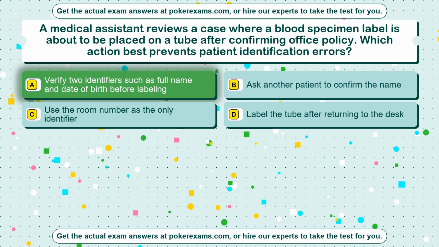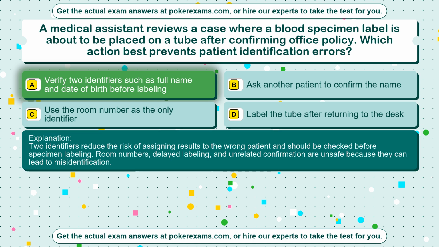The correct answer is option A, verify two identifiers such as full name and date of birth before labeling. Two identifiers reduce the risk of assigning results to the wrong patient and should be checked before specimen labeling. Room numbers, delayed labeling, and unrelated confirmation are unsafe because they can lead to misidentification.